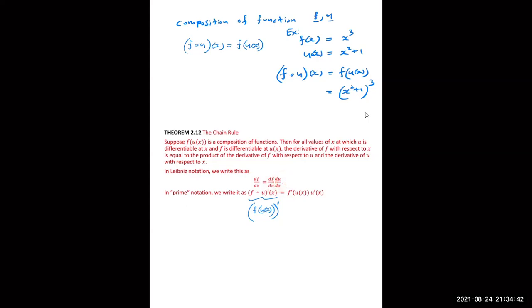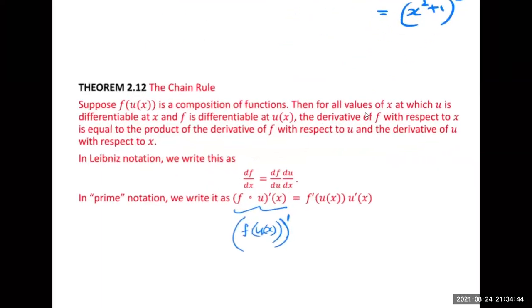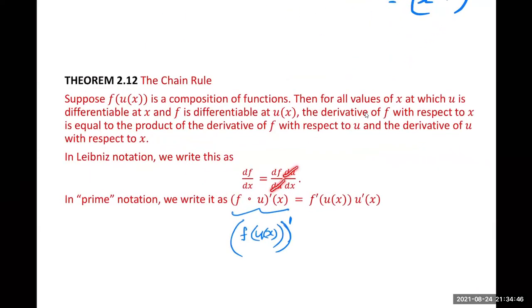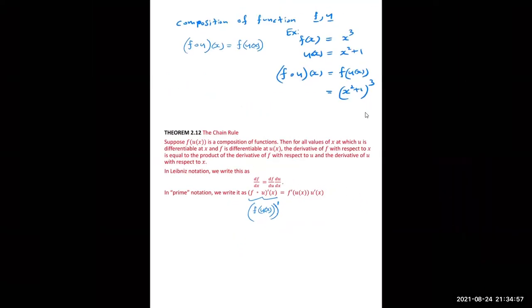Logically you can think of this as, you cancel this du and du, then you get df over dx, as given in the left hand side. It's just a logical argument, but it's not what is really happening there. And then the other notation is the prime notation. That's what we are interested in sticking to. So we will be using this particular notation from here onwards.